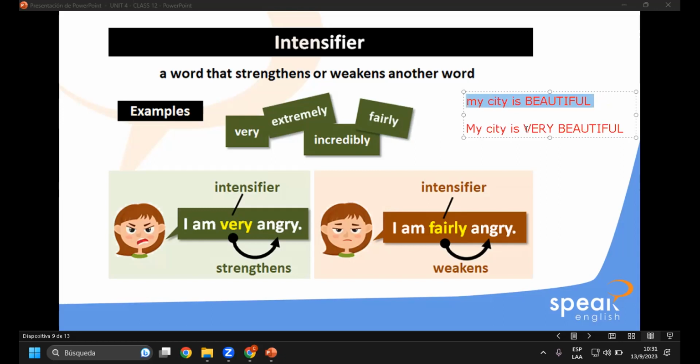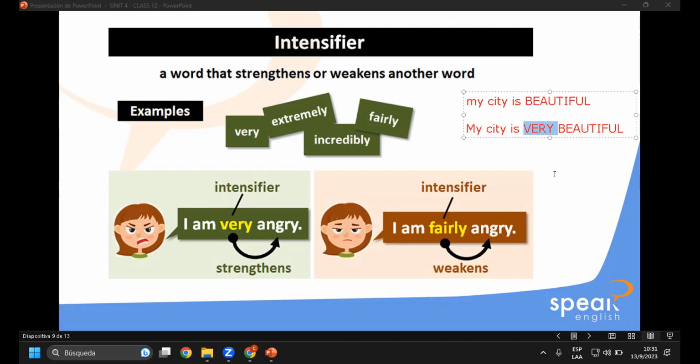So what do you think, guys? Is it the same meaning? Not really. What is the difference? Which city is more beautiful, the first or the second city? The second city, exactly. It is more strong. Which one is the intensifier here? Very. So we can add those intensifiers to give more strength to the sentence.